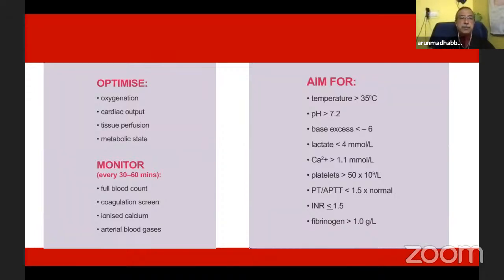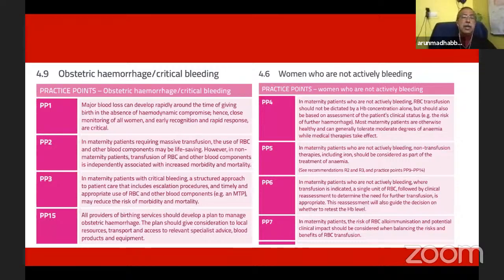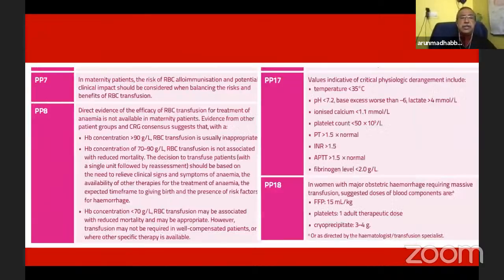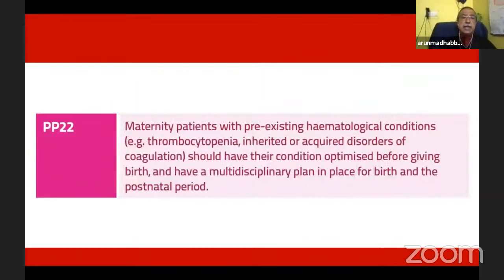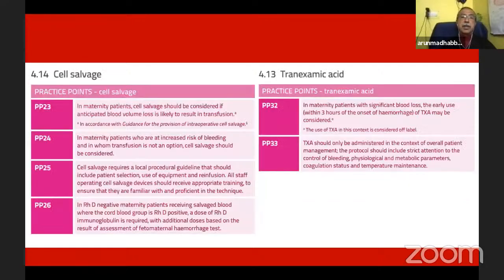So coming back, we need to optimize, we need to monitor, and we need to aim for optimized levels the way we are thinking. I'll not go into details of all this. This is what we have all discussed. In maternity patients with pre-existing hematological conditions like thrombocytopenia, inherited or acquired disorders of coagulation, we should have their conditions optimized before going to the ward and have a multidisciplinary plan available at the place of birth or even in the postnatal period. These patients should preferably be tackled in a tertiary care center where we have access to different factors.